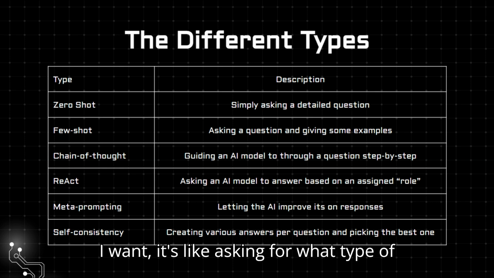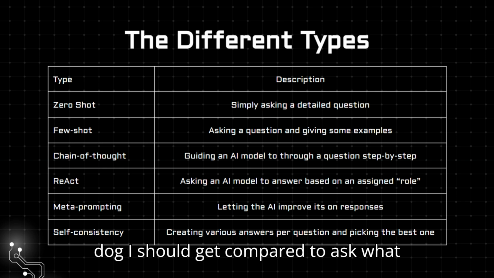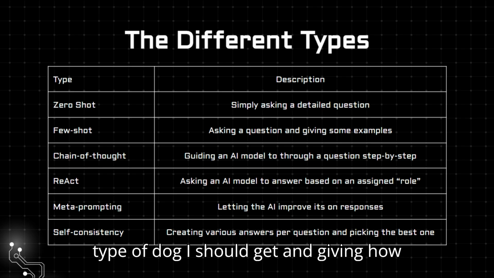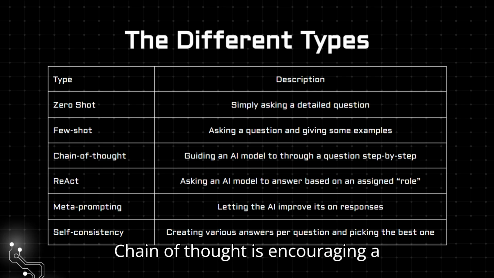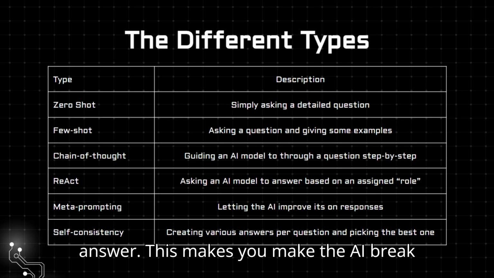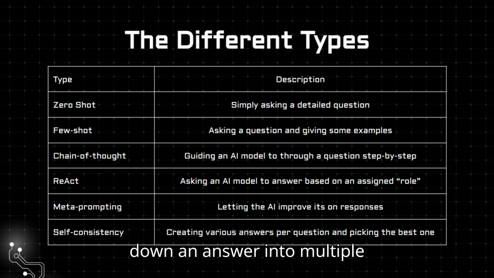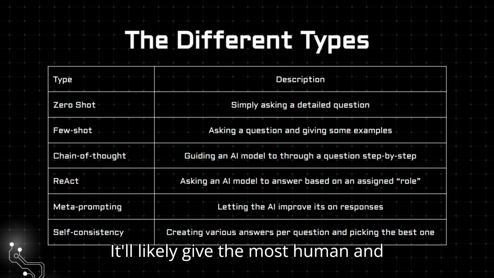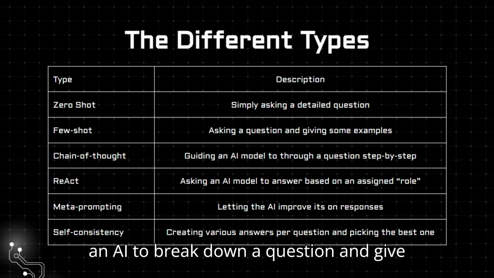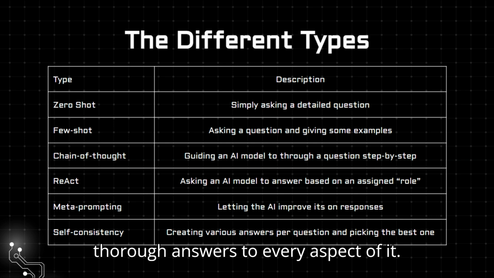It's like asking what type of dog I should get, compared to asking what type of dog I should get and giving how much space I have for it and how much time I have to care for it. Chain of thought is encouraging step-by-step reasoning before a final answer. This makes the AI break down an answer into multiple steps, kind of like how we as humans do. It'll likely give the most human and complex result as it'll force an AI to break down a question and give thorough answers to every aspect of it.